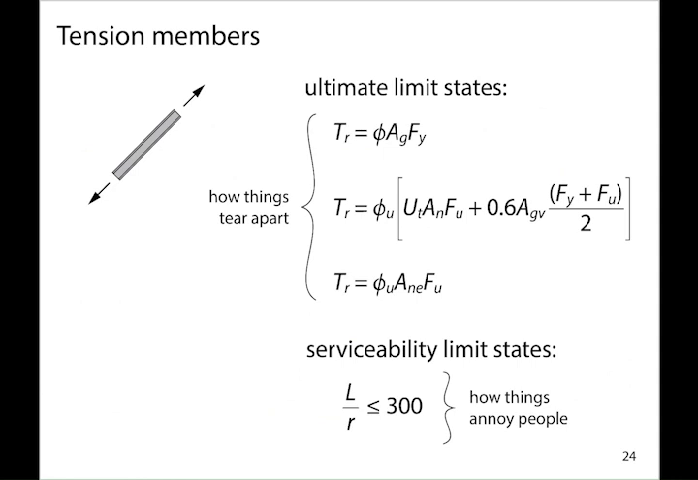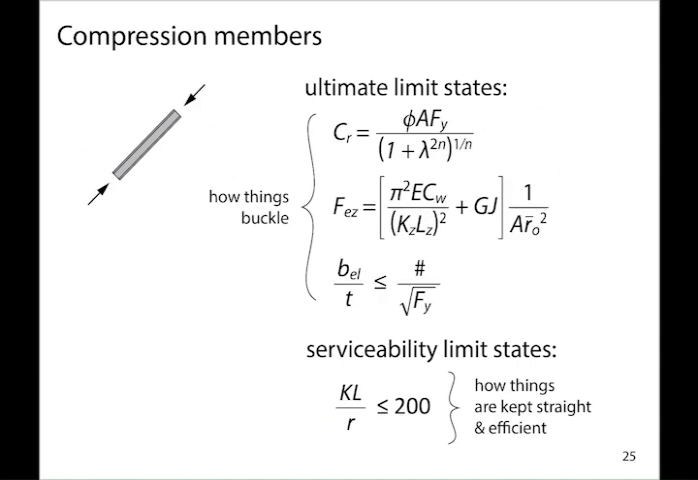When we talk about tension members, we're going to talk about how things get ripped apart. You can imagine if you got an elastic band, you pull it in tension, eventually it's going to snap. We're going to talk about what that means in the context of steel design. And we're also going to talk about serviceability limit states, which is something that just essentially annoys people. If you have a brace that's fluttering in the wind, it's loud, it's annoying. You want to prevent that if you can.